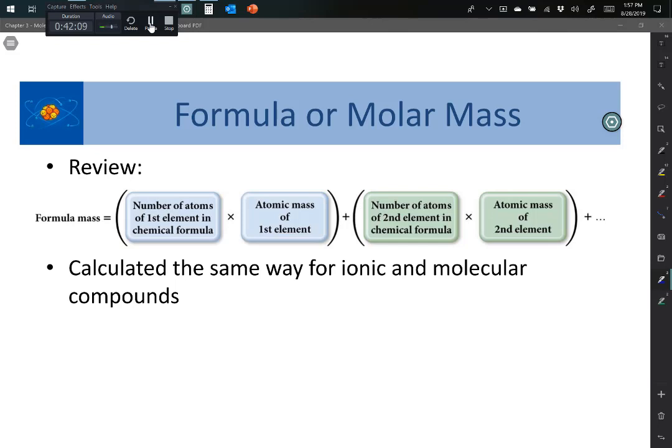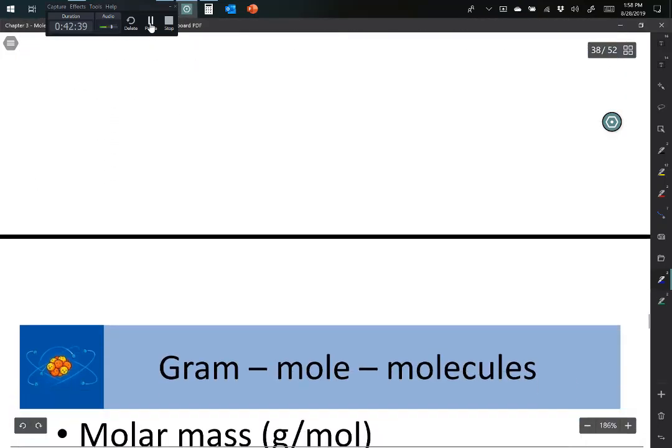So we're going to be talking very quickly. Let's review formula or molar mass, right? When you have a chemical compound and you want to know what the formula or molecular mass is, you take the number of atoms of the first element, you multiply it times the atomic mass, etc. You do that for the second element, third element. So that's how we do molar mass. I'm just saying that because we did that at the very end of the last chapter, and I just want to make sure we're on the same page.